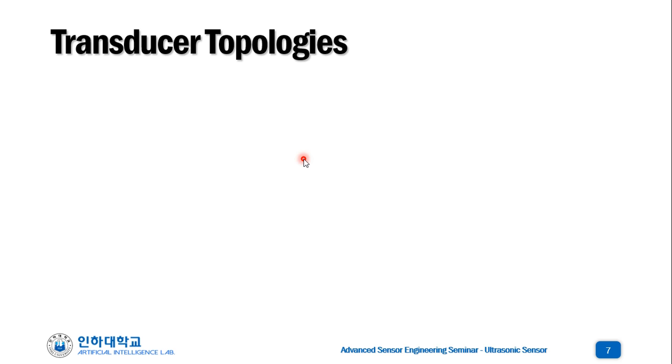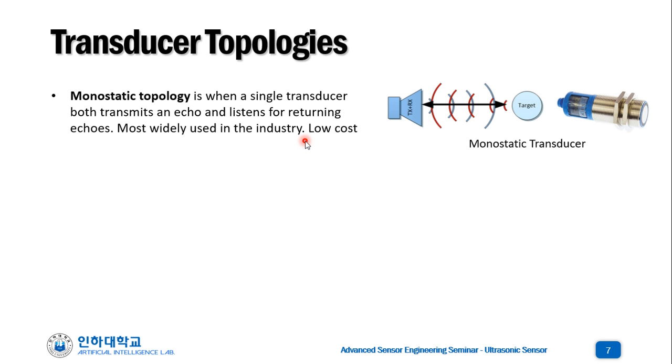Ultrasonic sensors may have different topologies. One is the monostatic topology, when a single transducer both transmits and at the same time listens for returning echoes. It's most widely used in the industry because of its low cost. And here is an example of a monostatic transducer.